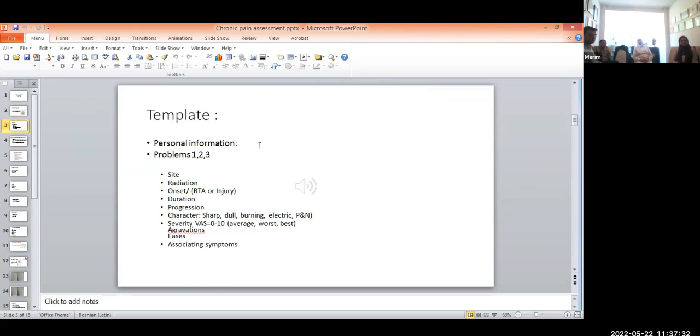First, personal information. Obviously, you need to write the name, address, contact number, age, etc. Then, what are the problems? Problem number 1, I have neck ache. Problem number 2, I have back ache. Problem number 3, between these, I get some terrible headaches. So you have 3 different issues that you need to take each of them separately. For each of them, you're going to apply this list.